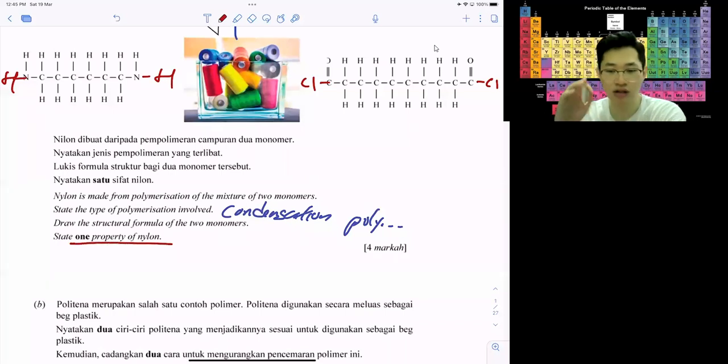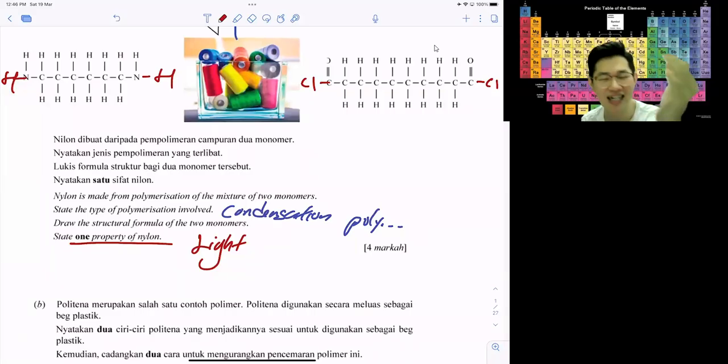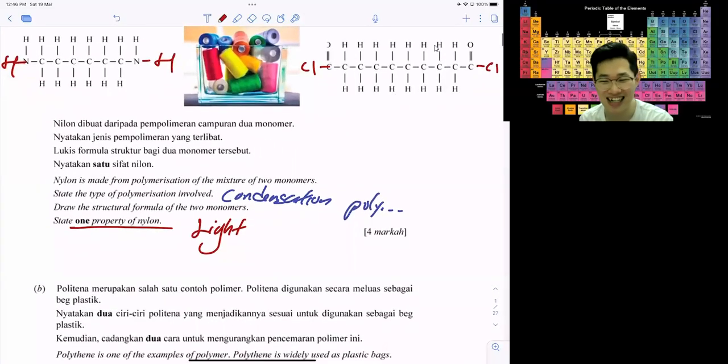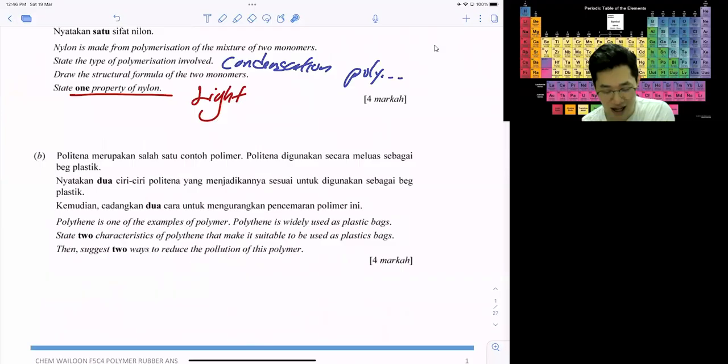State one property of nylon. So nylon is just like plastic. You can say light, strong, what? Can't remember already. One property, I can give any property. A heat insulator, light and strong. Like that. Next. How come I can't remember? Yesterday I could remember a lot. But okay, never mind.